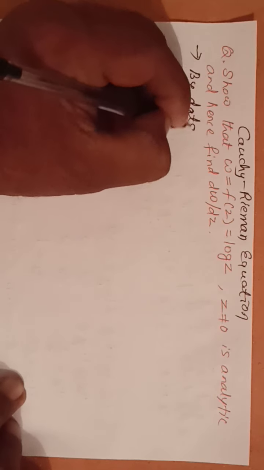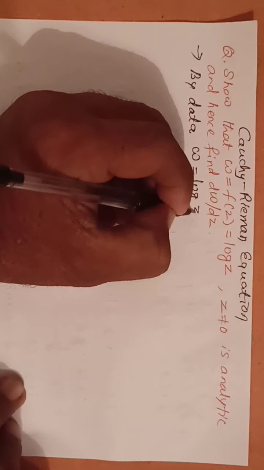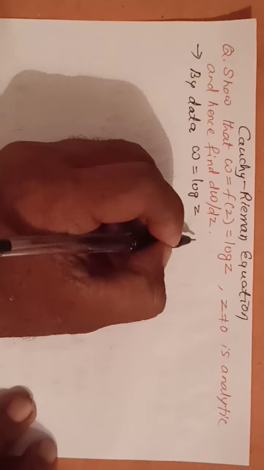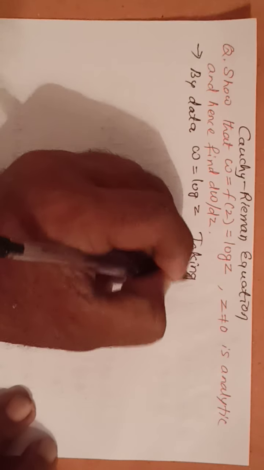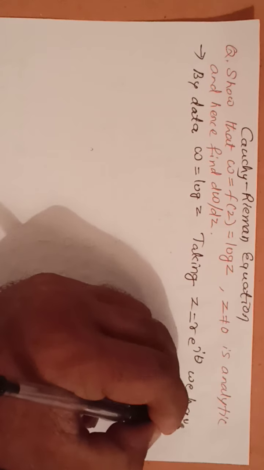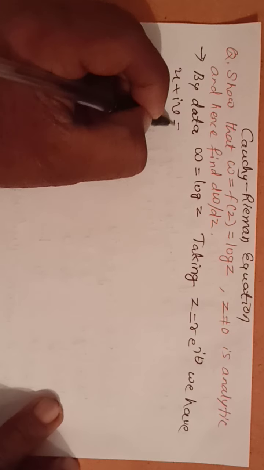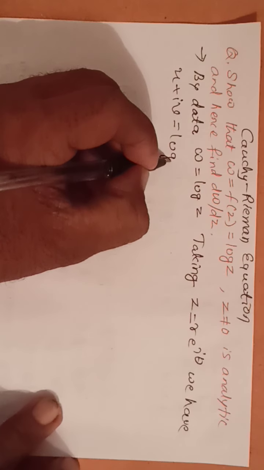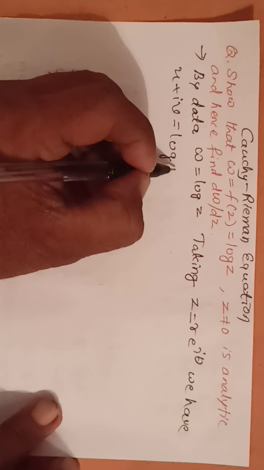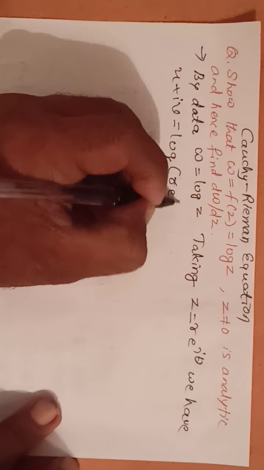So by data, w is equal to log z. This is in polar form, taking z is equal to r into e raised to i theta. We have complex number u plus iv is equal to log of z, that means log of r into e raised to i theta.